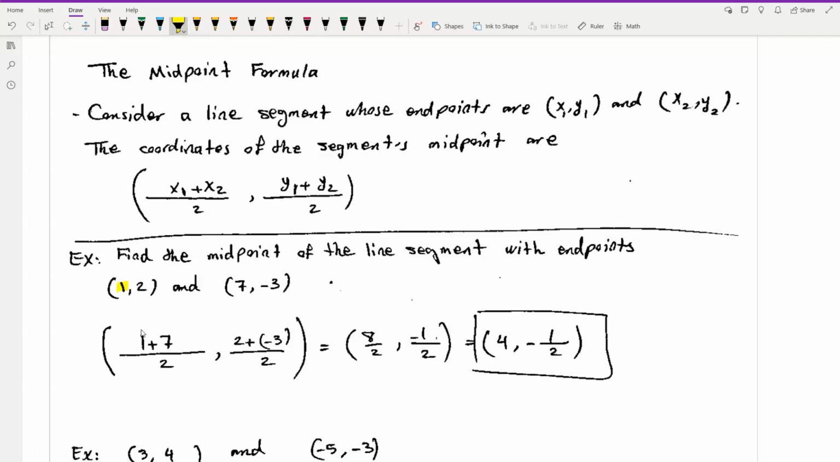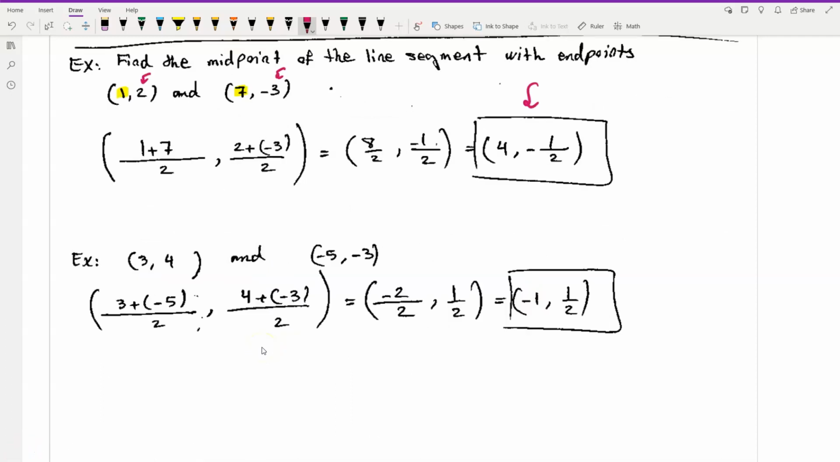Here we add x1 and x2, so we have 1 plus 7, then divide by 2. Adding y1 and y2, we have 2 plus -3, that is -1, divided by 2. So our answer is 8 divided by 2, and -1 divided by 2. So here we have (4, -1/2). This is our final answer for this part, our midpoint based on these two ordered pairs.